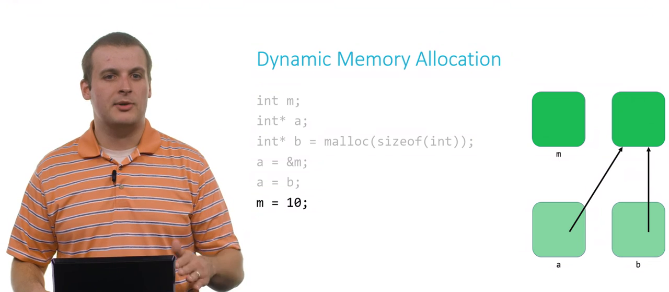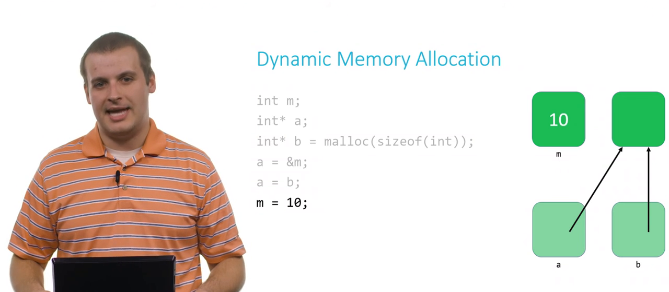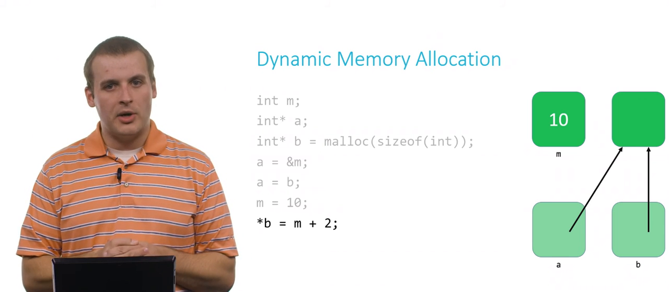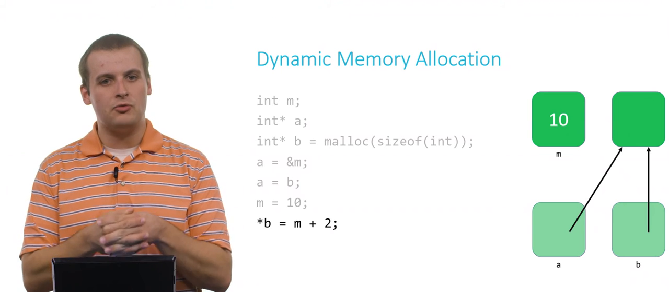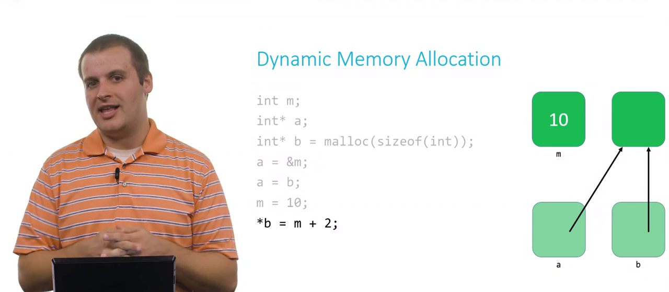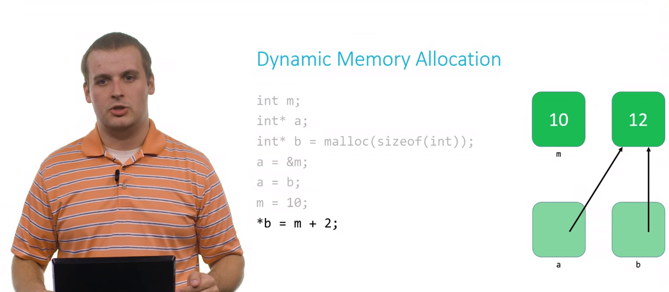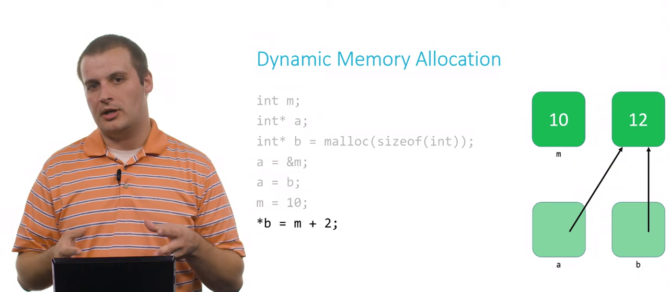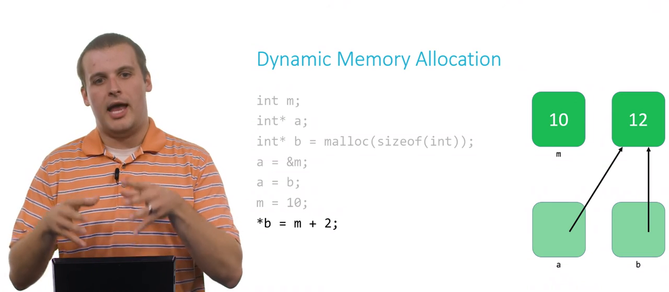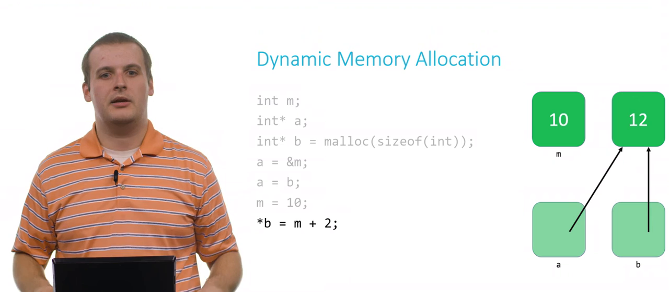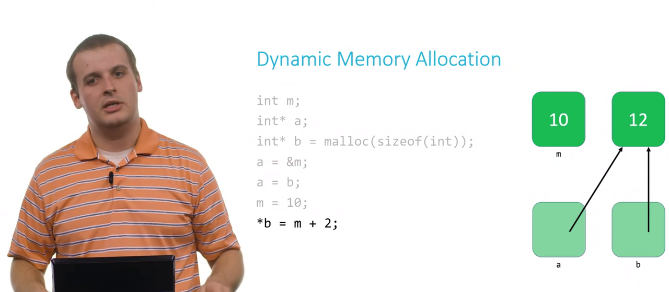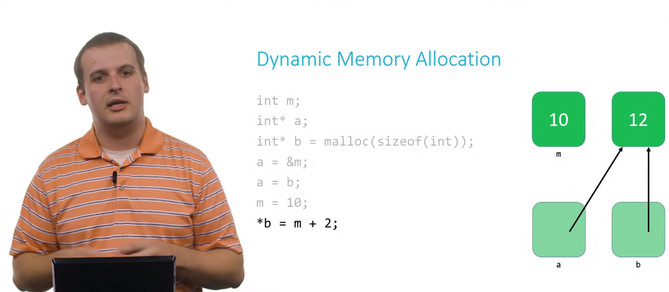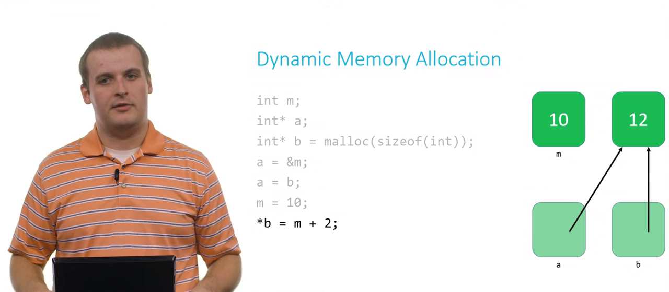m equals 10, probably the most straightforward thing we've done in a little bit. Puts a 10 in the box. Star b equals m plus 2. Recall from our pointers video what star b means. We're going to dereference b and put some value in that memory location. In this case, 12. So when we dereference a pointer, recall, we just travel down the arrow, or put another way, we go to that memory address and we manipulate it in some way. We put some value in there. In this case, star b equals m plus 2 is just go to the variable pointed to by b, go to the memory pointed to by b, and put m plus 2 in there, 12.